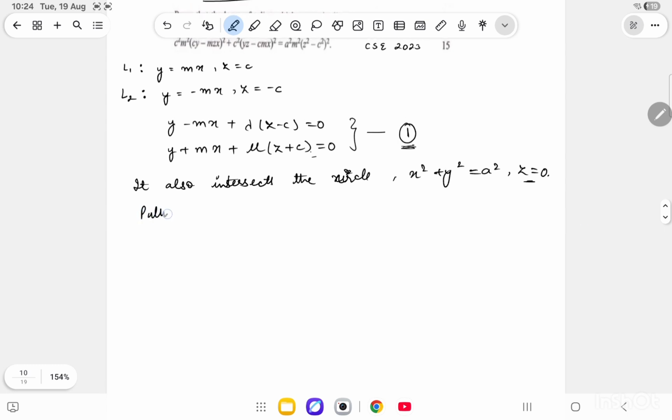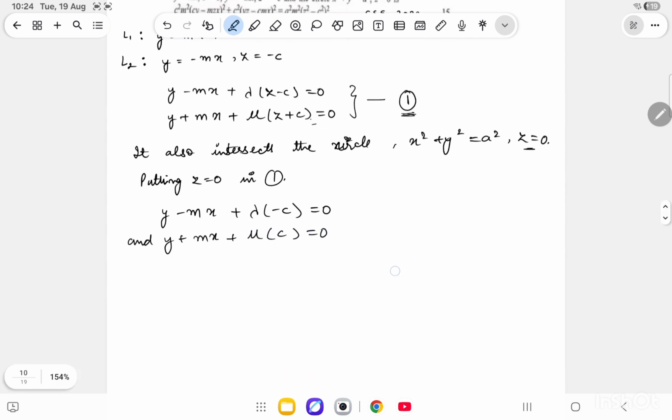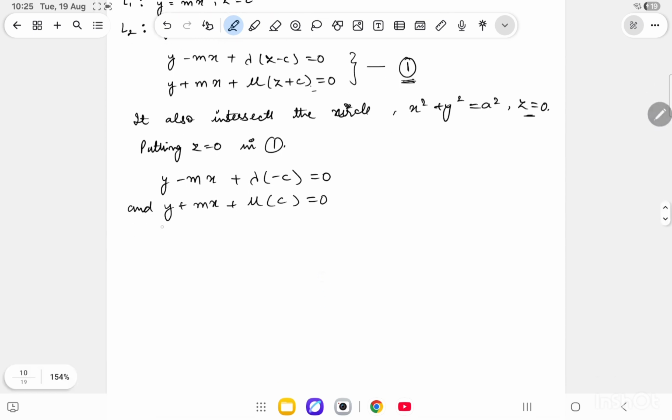So putting z equals 0 in 1, we'll get y minus mx minus lambda c equals 0 and y plus mx plus mu c equals 0. Further, it says that x square plus y square equals a square is the relation. So from here we can find the values of x and y, because we have two equations in x and y. We can solve it using cross multiplication.